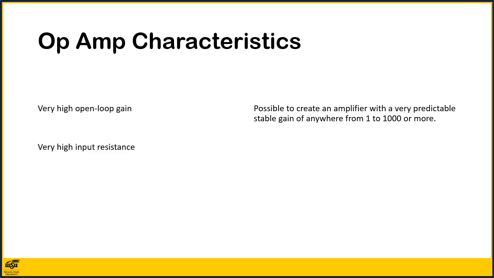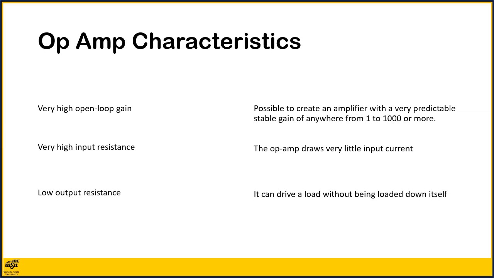The significance of the very high input resistance Rin is that the op-amp draws very little input current. This means it will not load down whatever circuit or sensor is driving it. The op-amp's low output resistance, Rout, means it can drive a load without being loaded down itself. However, an op-amp is a signal amplifier, not a power amplifier. It is not designed to output large currents, and so it is not usually used to drive loads such as loudspeakers or motors directly.